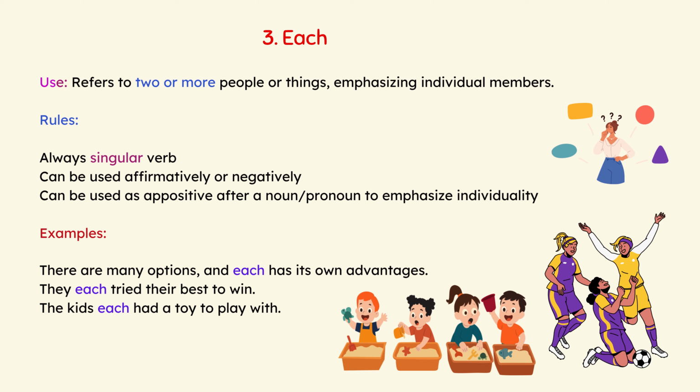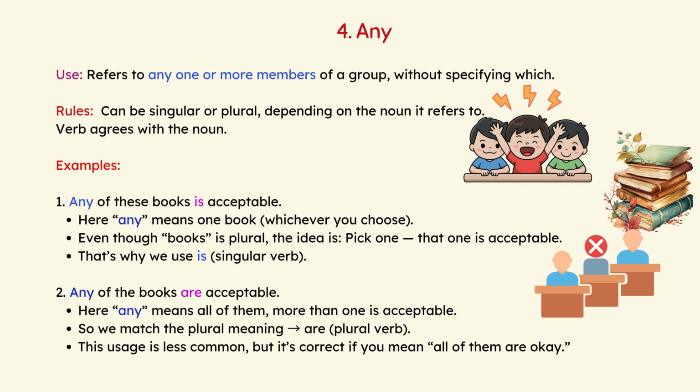Now, let us learn about the distributive pronoun any. It refers to any one or more members of a group without specifying which. Rules: it can be singular or plural, depending on the noun it refers to. The verb must agree with the noun. Examples: Any of these books is acceptable. Here, any means one book, whichever you choose. Even though books is plural, the idea is pick one, and that one is acceptable. That's why we use is, which is a singular verb.